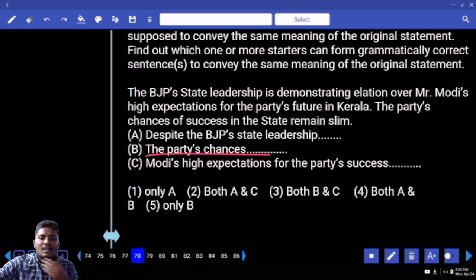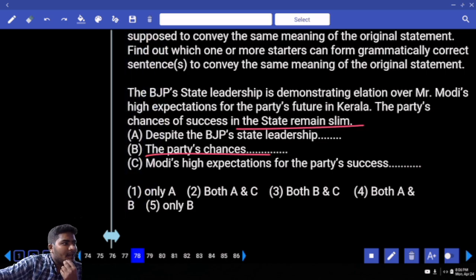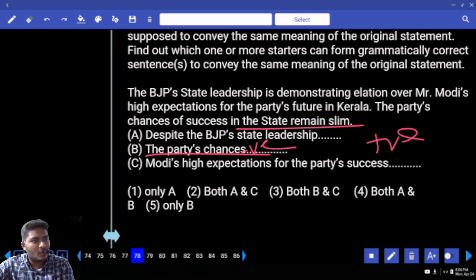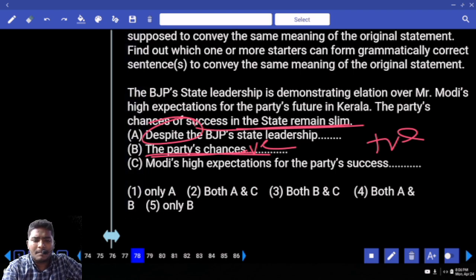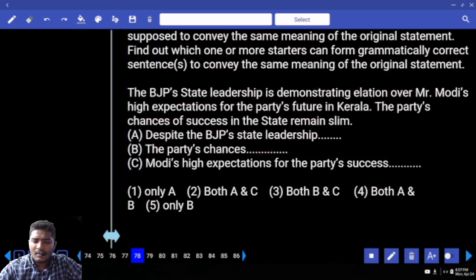Next, the party's chances. Start. Can you connect it? The party's chances in the state remain slim. Why, this is already negative, right? Can you connect the positive one? You can use but, although, though, or keep the same word, despite. The party's chances of success in the state remain slim despite the BJP state leadership demonstrating elation. Both positive and negative, 1 and 2 are fine.